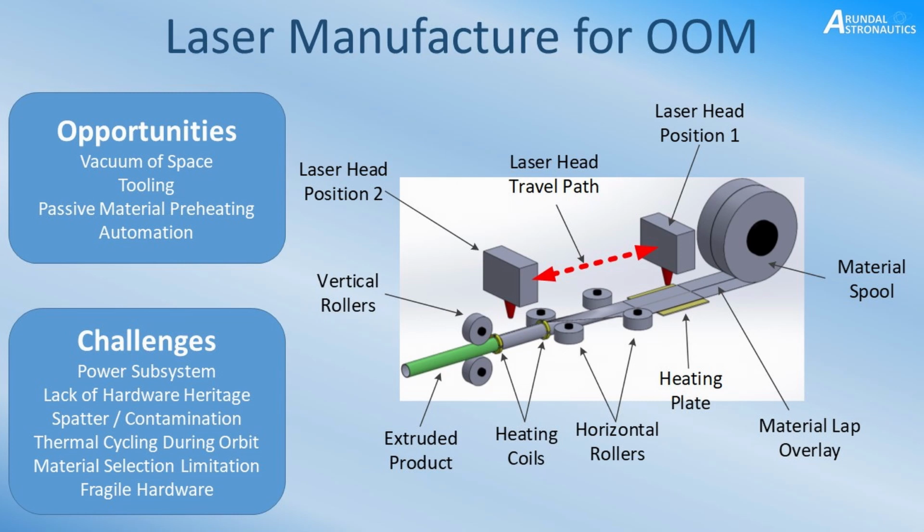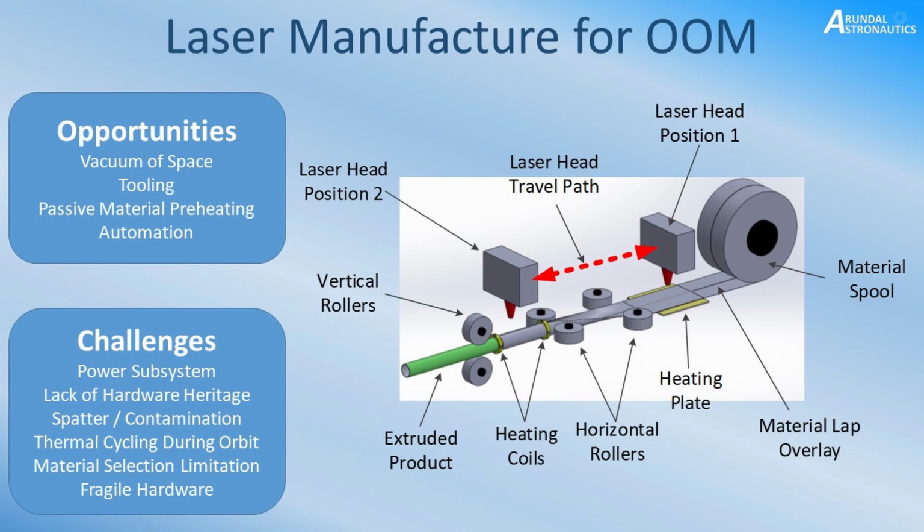Another opportunity for lasers in on-orbit manufacture is that for tooling there isn't a contact, as it were, compared to other methods, so there's less chance of clogging or interference or mechanical jamming in that sense, but there are some other considerations which we'll talk about in the next section.